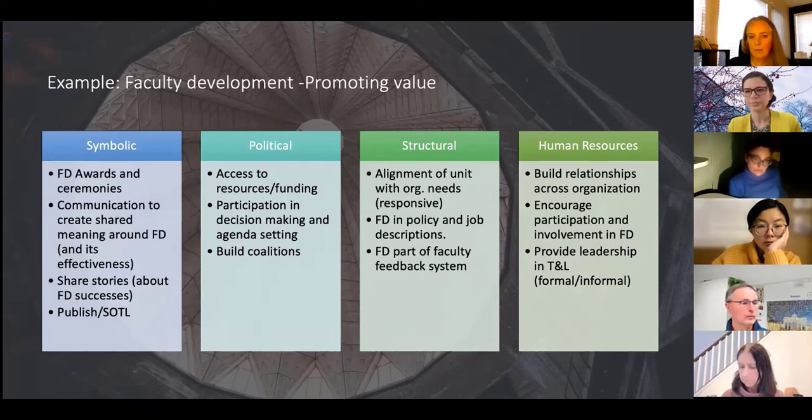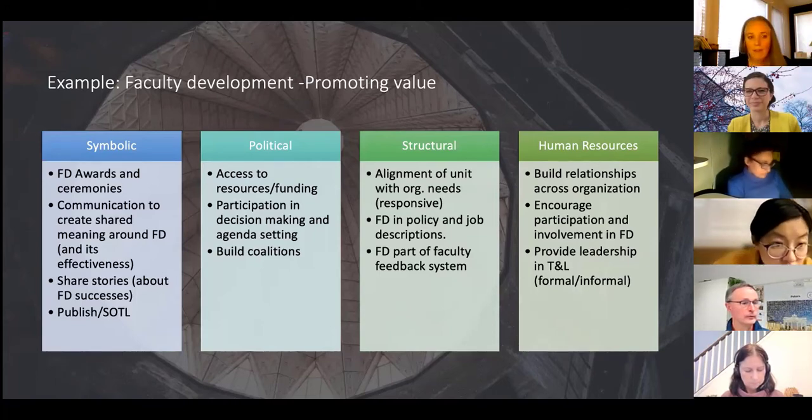And you can see faculty development policy, identified in policy around teaching and learning, and identified in job descriptions. And I noted in one of the chat comments they were talking about it should be part of the performance review or performance appraisal system, that faculty development is a requirement, and part of the faculty feedback system. So again, that's a policy issue.